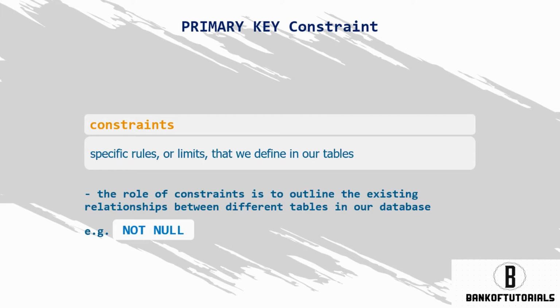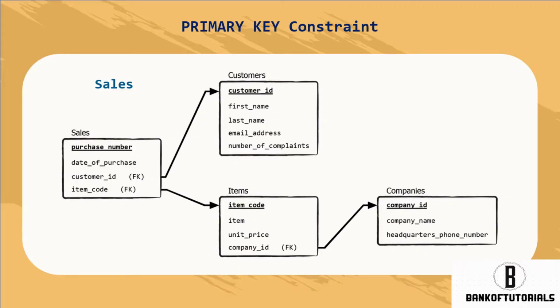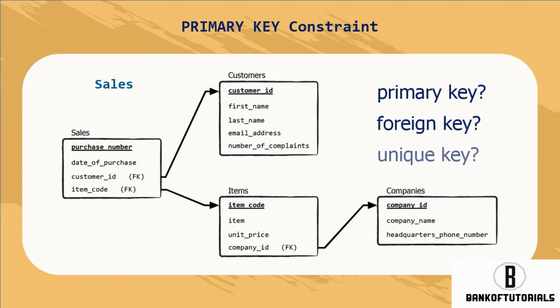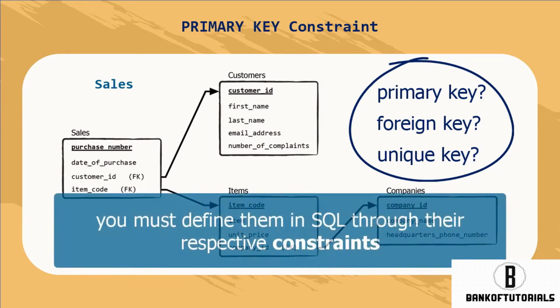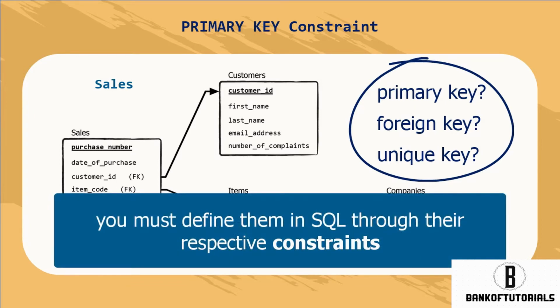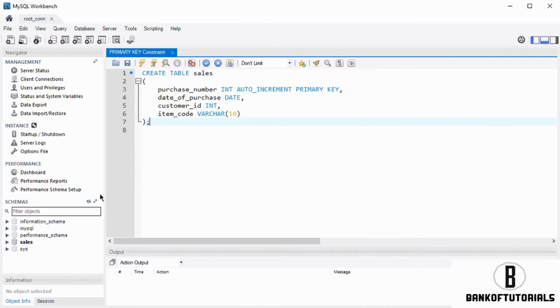Think about the relational schema of the cells database. You probably remember what primary, foreign, and unique keys are about, right? They define the relationships between tables and designate whether it is possible to see duplicate values in the same column. In abstract terms, you know how these keys work. To apply them in practice, you must define them in SQL through their respective constraints. Okay. Let's start by focusing on the primary key constraint.